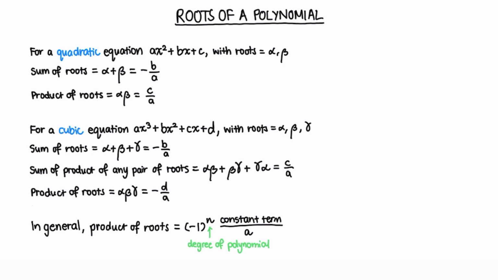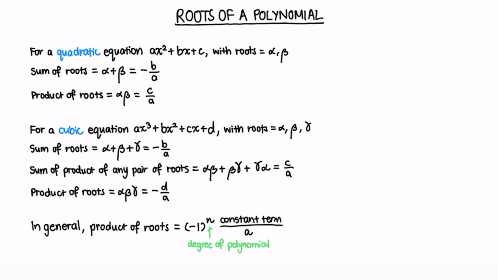Hi guys, the next topic I'll be going through is roots of a polynomial. Let's jump straight into it. For a quadratic equation, ax squared plus bx plus c, with roots alpha and beta, the sum of roots, which is alpha plus beta, is just negative b over a. The product of roots, which is alpha times beta, is just c over a.